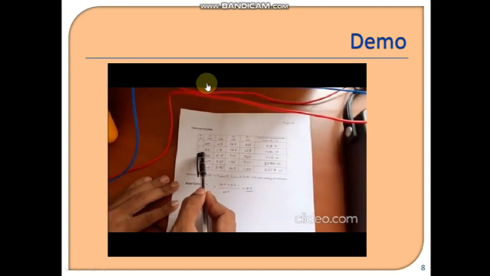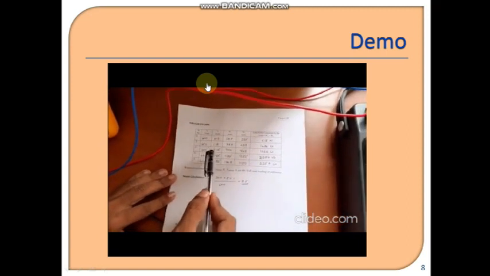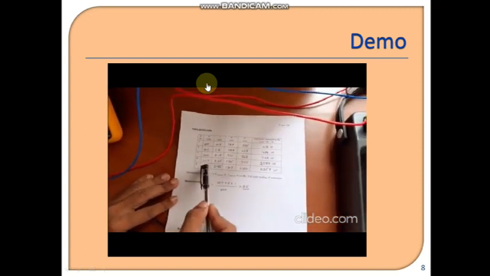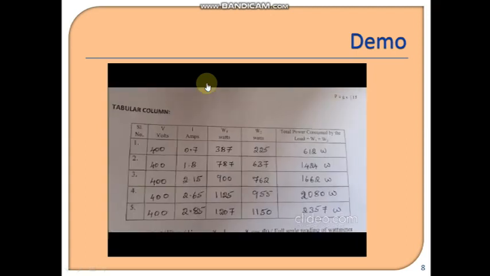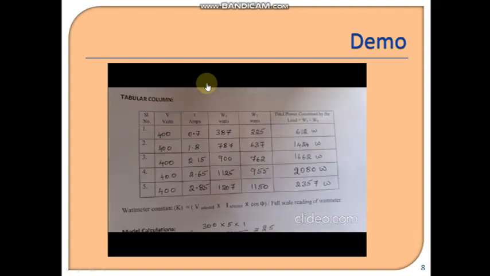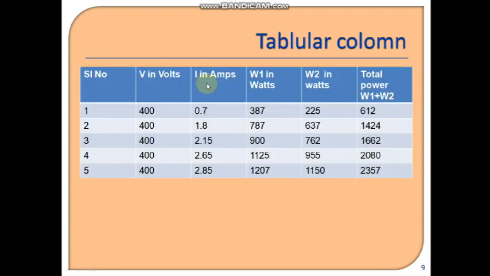Similarly, load in steps, so take 5 readings. Here voltage is common for all the 5 readings, and observe the tabular column. So the tabular column is shown here. Voltage is common, current is varied in steps by putting the switches. So for W1 and W2, the total power consumed by the 3-phase load is W1 plus W2.